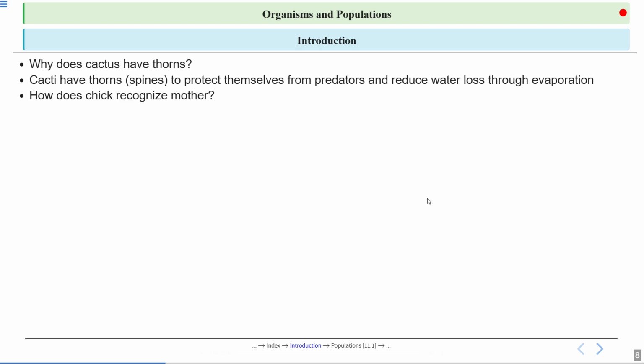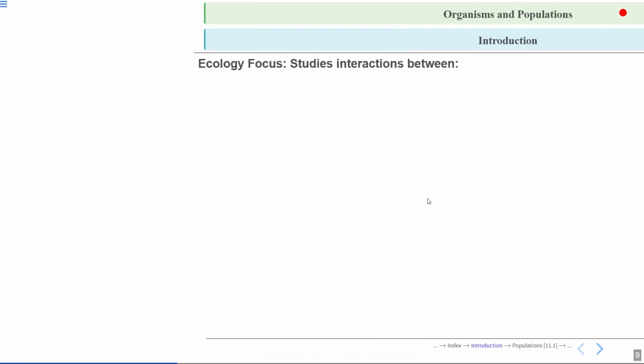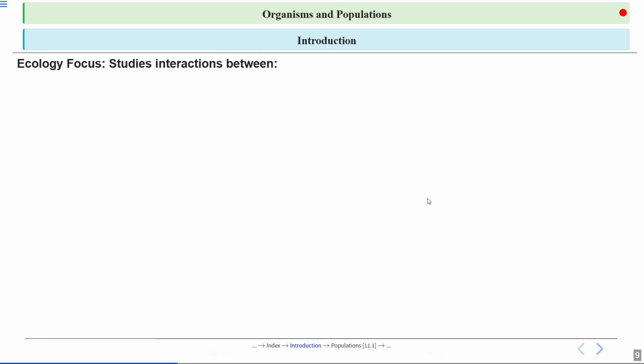Next, how does a chick recognize its mother? This is another question. Clear? A chick recognizes its mother primarily through visual imprinting during the first few hours after hatching, along with vocal and behavioral cues. Clear? So, again, whenever you think about these questions, you should ask how type questions and why type questions.